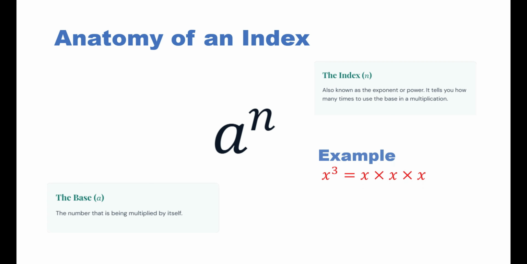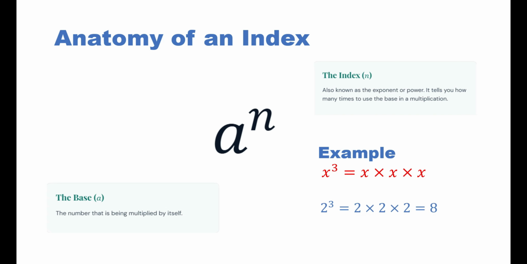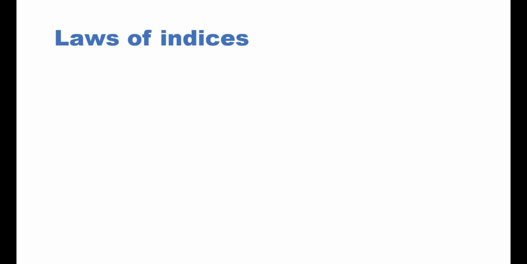For example, if we have any number x to the power of 3, it means we multiply x 3 times. Hence, x times x times x. So, if we choose a number like 2 to the power of 3, it means 2 times 2 times 2, which is equal to 8. Now let us move to the laws of indices.